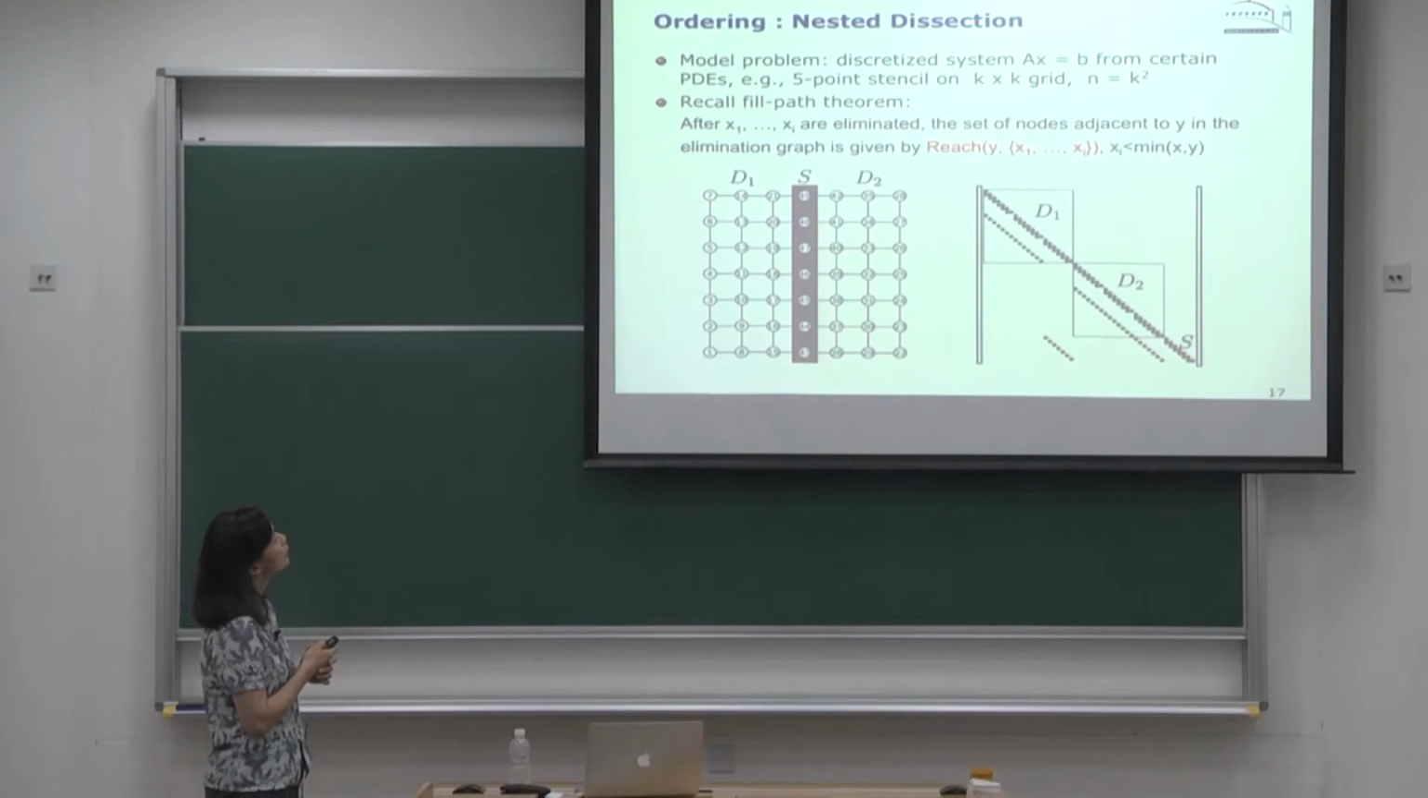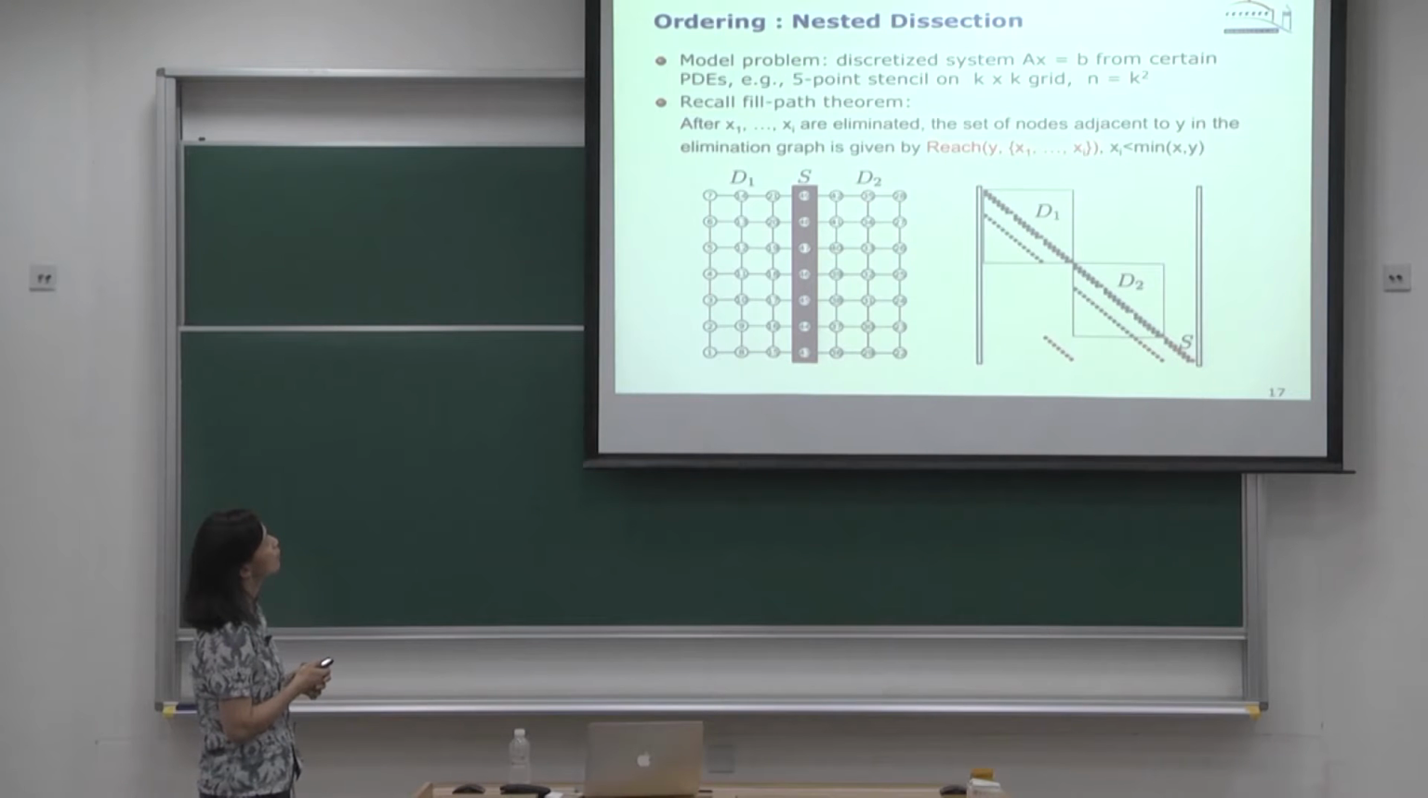So what we do here is, for example, I take out this set of vertices. I number them last. Altogether in here, I have 49 grid points, and I number this set from 43 to 49. And the 2 halves we can do, maybe this half first, that half second, okay? So then, if we recall our fill path theorem, you can now think about where the fill is generated.